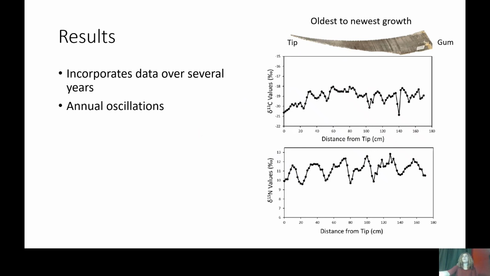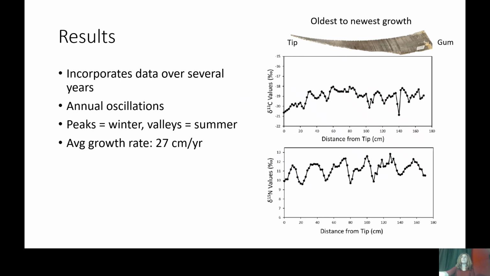The most prominent pattern in the data is the annual oscillations, especially occurring in the delta 15N values. So each one of those bumps represents 1 year of growth, with the peak occurring in the winter and the valleys occurring in the summer. And using these oscillations, we determined the annual baleen growth rate to be 27 centimeters.